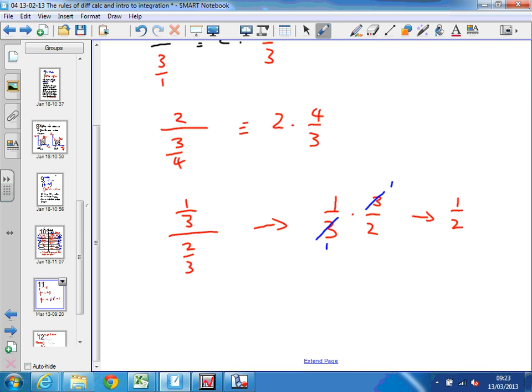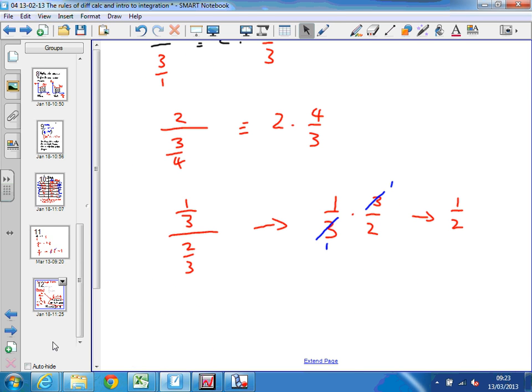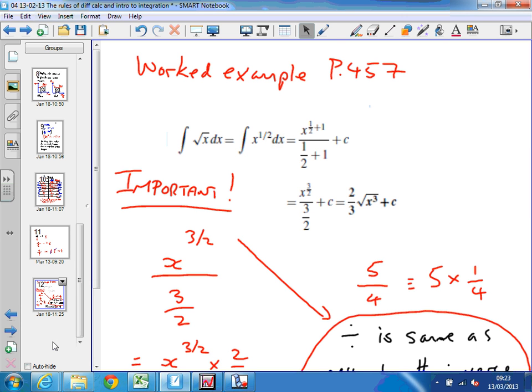We use this idea in integration. Let's look at this following slide. And this is in the textbook. It's a bit awkward, but I wanted to show it to you so you can see how it works. This is on page 457. Not that you need to look at it now, because here it is. If you look at the rule, if I integrate the square root of x, remember we have to rewrite the square root of x as x to the half.